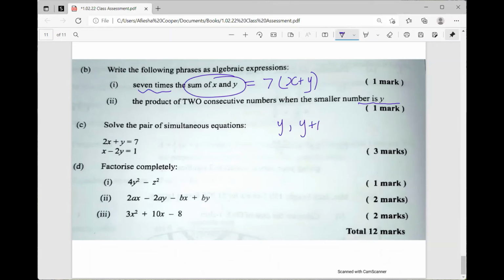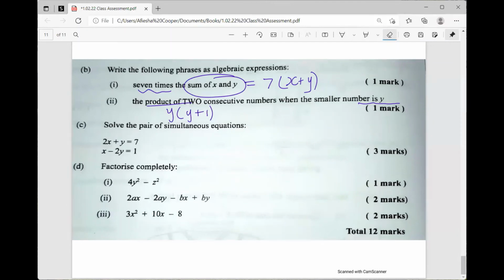I believe everybody here would have done this question with me at some point in their life. So product means to multiply them. So y by y plus 1. So we can leave it like this. Or y squared plus, we can leave it like that, the product. Y by y plus 1. Right? It's just 1 mark.